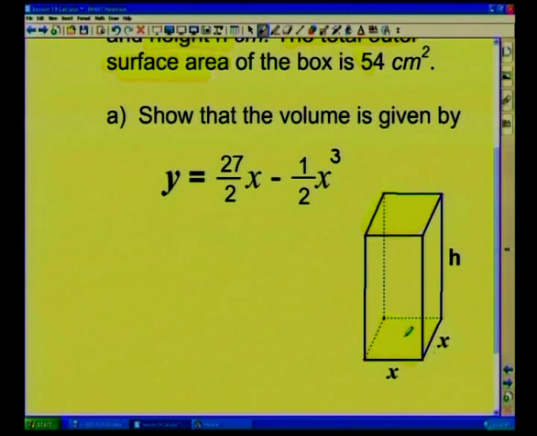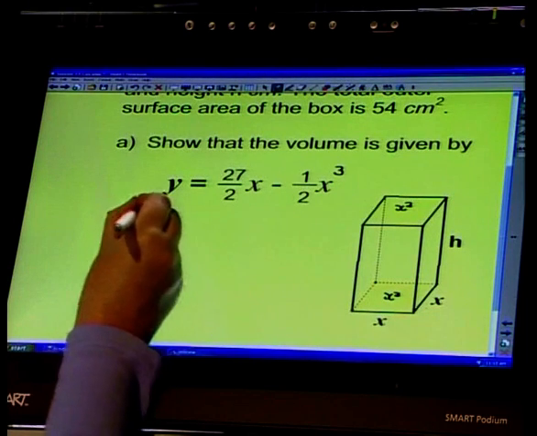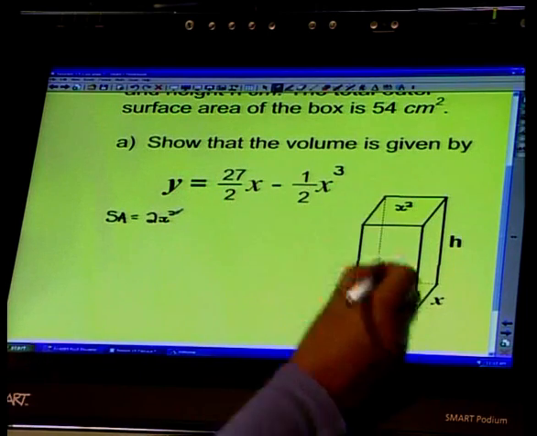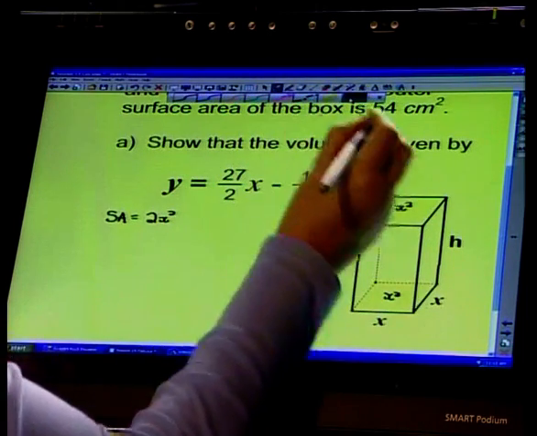Now, do you agree with me that these would be x by x? So the area of that would be x squared and x squared. So I know my surface area will be 2 lots of x squared if I just take the top and the bottom of my box. Right, now let's worry about the sides.